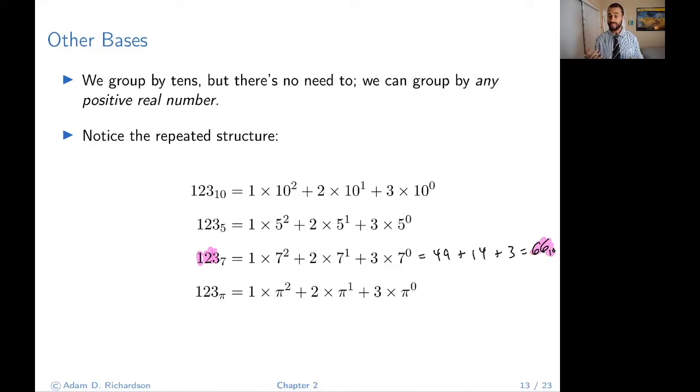So this is how we would write the quantity 66 in base 10. We would say there are 6 10s and 6 1s. But if we were in base 7, we would say there's one group of 49, there's two groups of 7, and then there's 3 1s left over at the end. Same quantity, different representation.